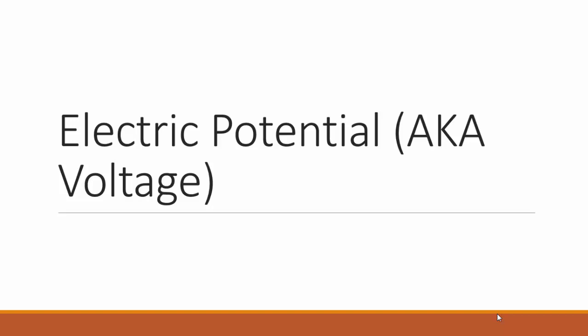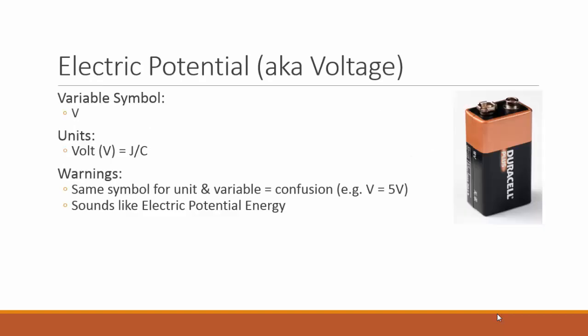In this video, we'll be describing something called electric potential, which is more commonly known as voltage. Now, electric potential, or voltage, goes by the symbol V, capital V typically. The very confusing thing is that its unit also goes by the symbol capital V. Now, a volt is a joule per coulomb.